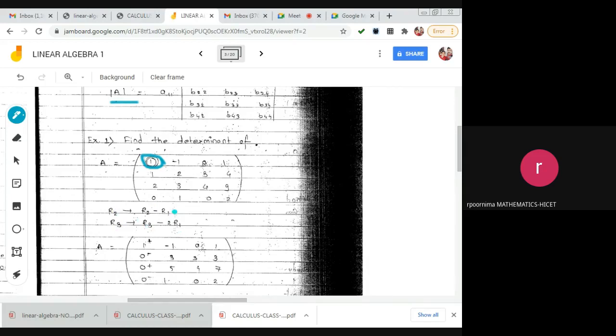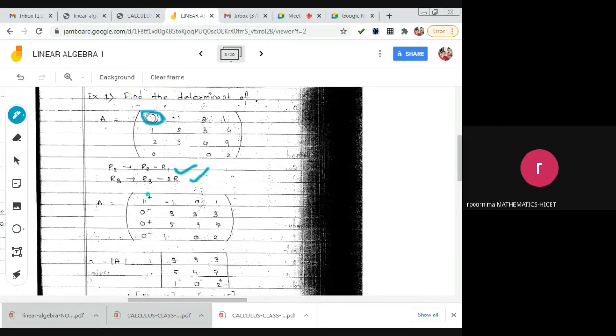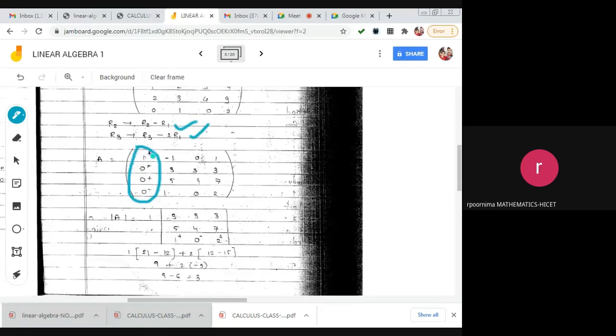Now we just apply two row operations. R2 goes to R2 minus R1 and R3 goes to R3 minus 2R1. So that you will be getting the first column, that is 1, the remaining terms of your first column will be 0. Okay, so you expand by using your first column 1 into, you consider the 3 by 3 matrix. Then you know how to find the determinant of your 3 by 3 matrix. Already we just discussed the procedure. We are going to apply that one so that you will be getting the determinant value of your 4 by 4 matrix. Okay.